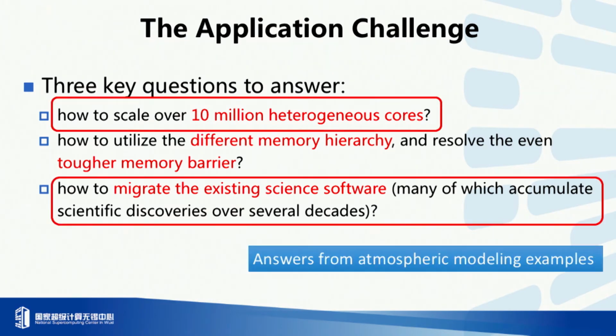So, as Esmond introduced, I'm from the Department of Earth System Science. So climate modeling is one of my major fields. So I'd like to first provide some answers about both the scaling and also how to migrate the software with some examples from the climate modeling field.